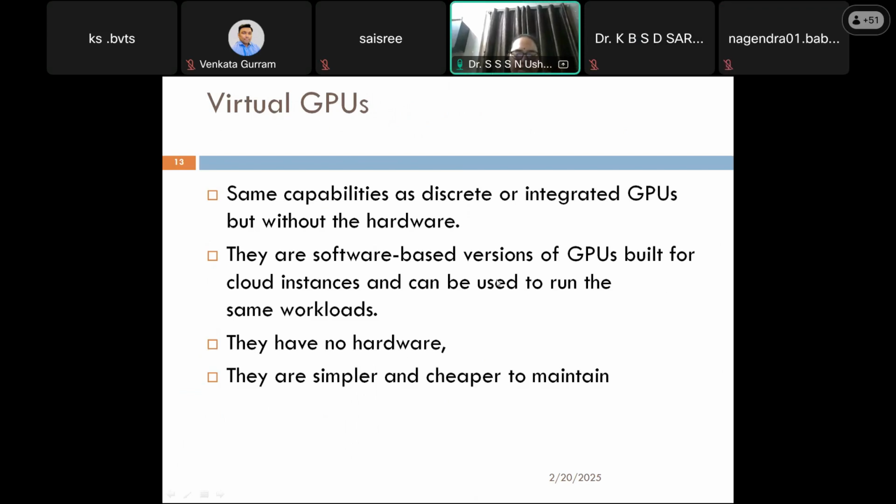Within the laptop, suppose that is a gaming laptop, we can see the GPU is integrated with the CPU. For video gaming and all, we will have such kinds of integrated GPUs. Virtual GPUs mean the GPU is located somewhere, with the same capabilities as discrete or integrated GPUs, but without hardware. We don't have any hardware. We just interconnect with the GPU and we do our work. So that is also something we can see.